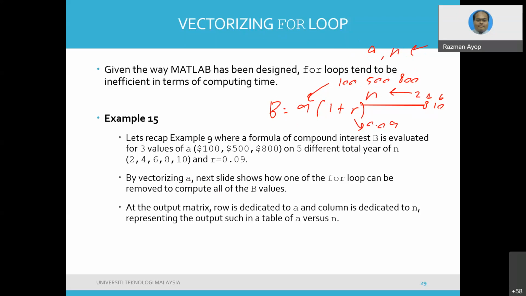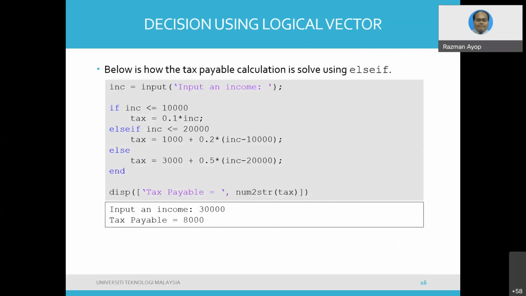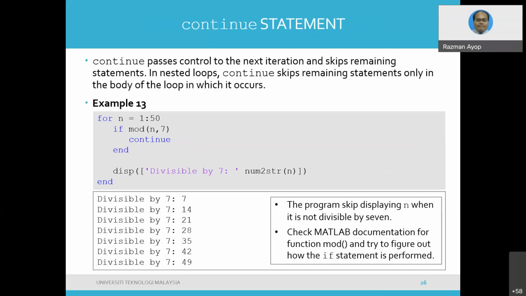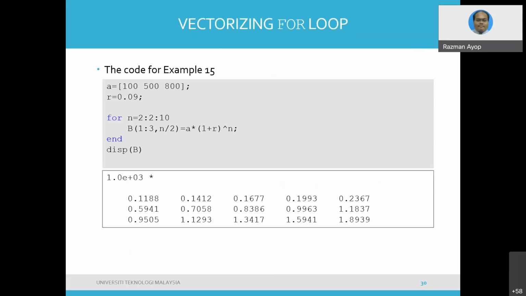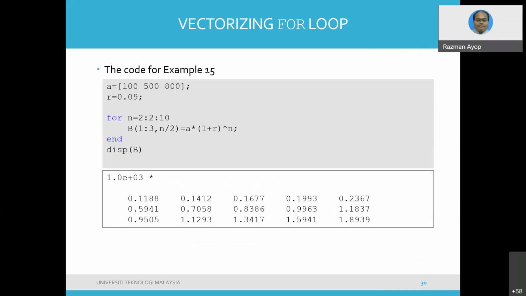So instead of using a nested loop, you can use vectorizing. If you recall, what vectorizing is, is something like a logical vector, something like this. Let me show you. So you can see here, this is the standard. Okay, let me look here. Okay, this is vectorizing. So what is the difference? This one is much more complicated here.